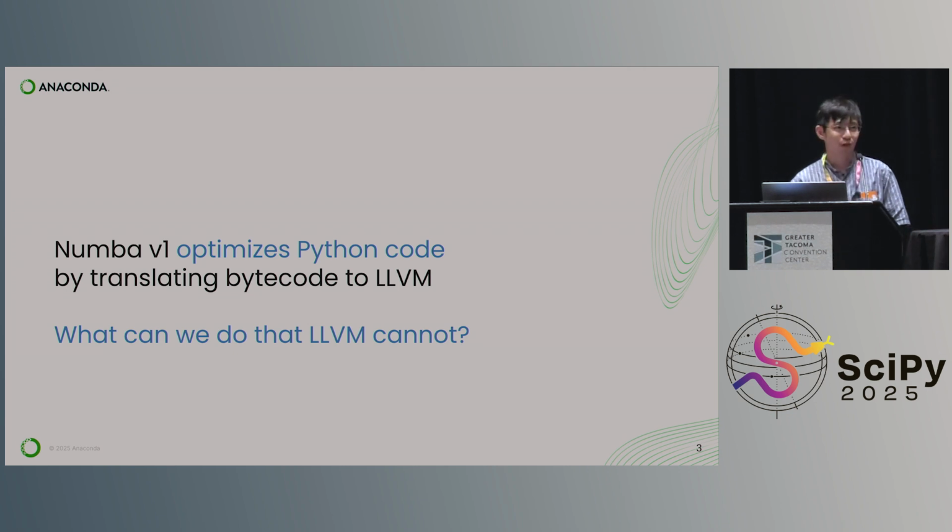I don't know if everyone here is familiar with Numba v1. To recap, and to put it simply, it is an optimizing Python compiler. It does most of the work by translating Python bytecode into LLVM, turning the bytecode into a machine-level format that LLVM likes. So we give LLVM something that looks like C or Fortran, and LLVM does most of the optimization. For us, Numba developers, we have been thinking, how can we make it even better? How can we do something that LLVM cannot? And LLVM is an awesome project.